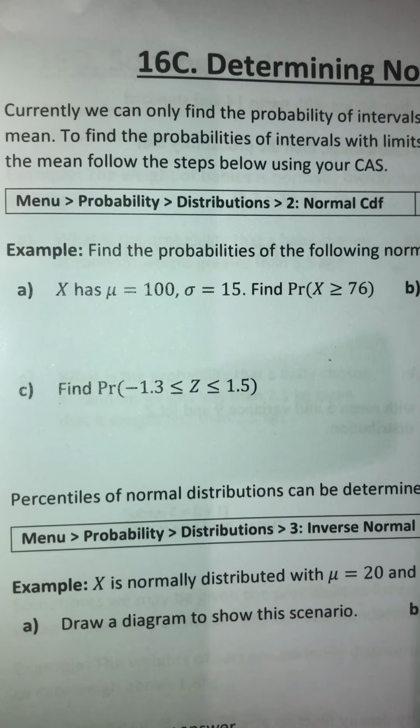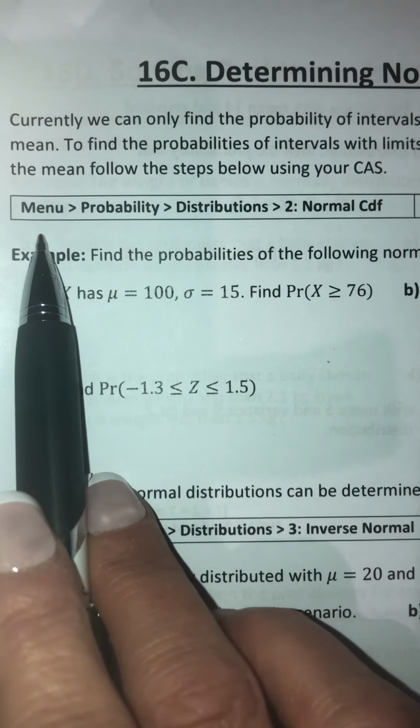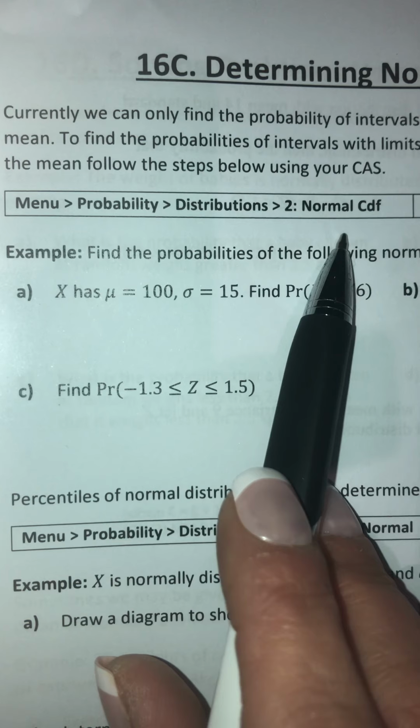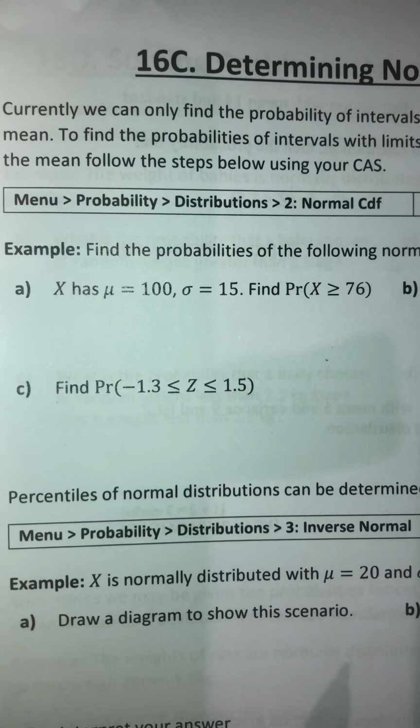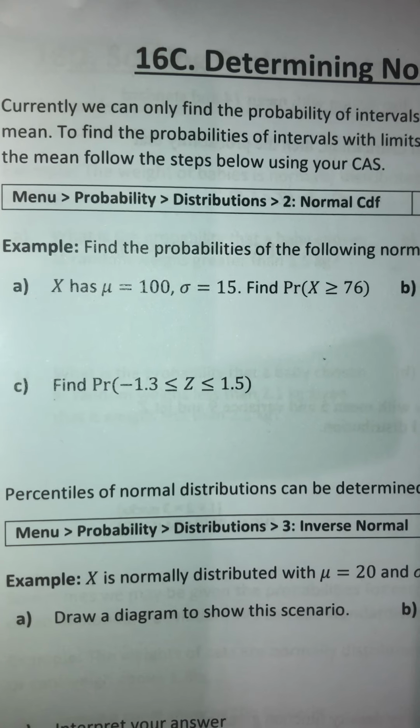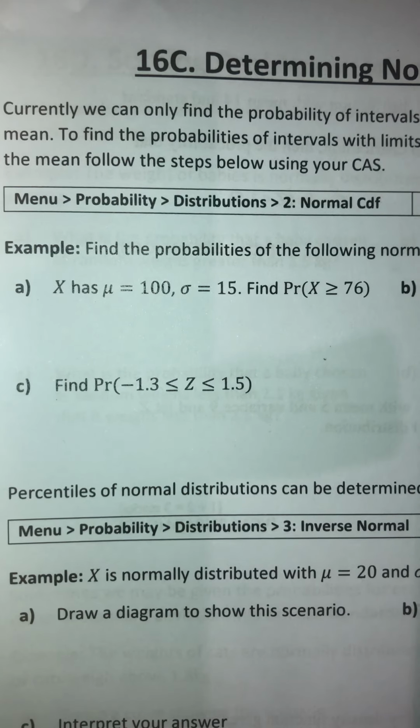So, all right, currently we can only find probability of intervals which are whole standard deviations from the mean. That's how much we've done so far. To find the probability of intervals with limits other than whole standard deviations, so ones that are not 1 or 2 or 3 away from the mean, we're going to use our CAS. And these are the directions. We're going to go menu, probability, distribution, and number 2, normal CDF. Now, I won't be showing you on this video how to use it because I'm sure you have all done it heaps at the moment.